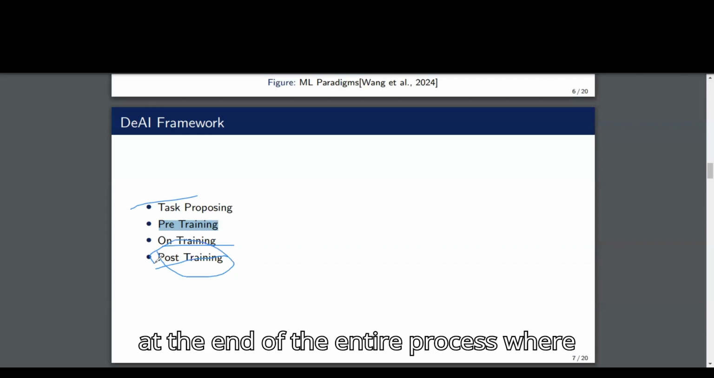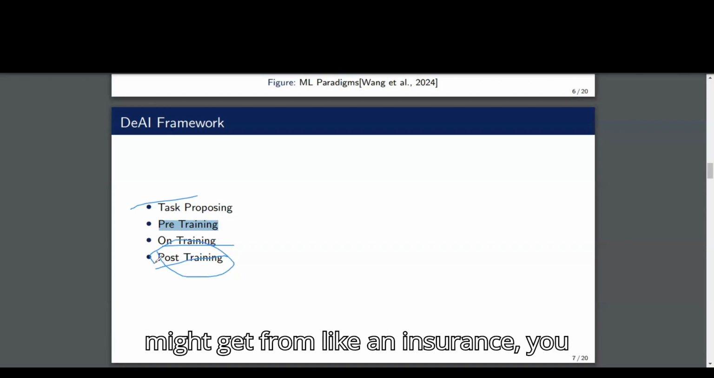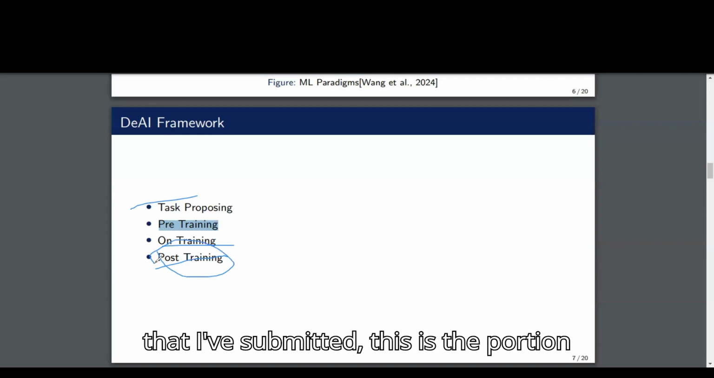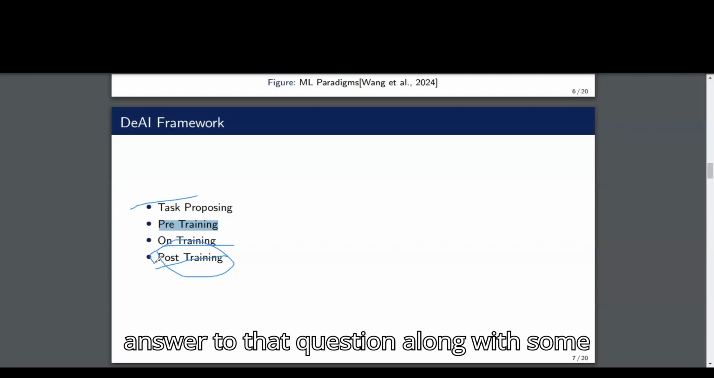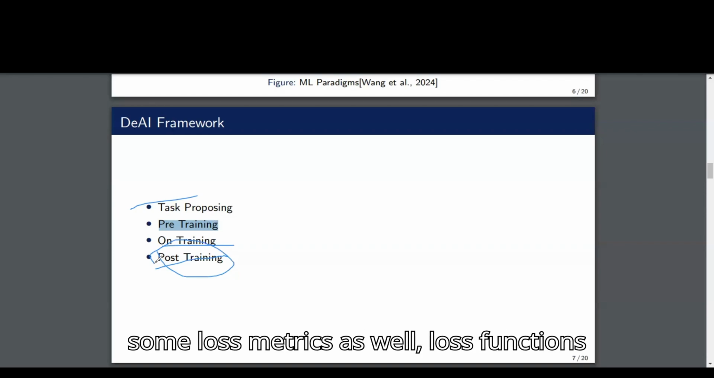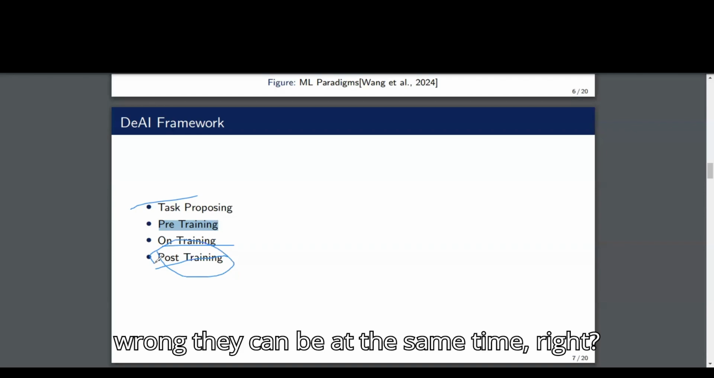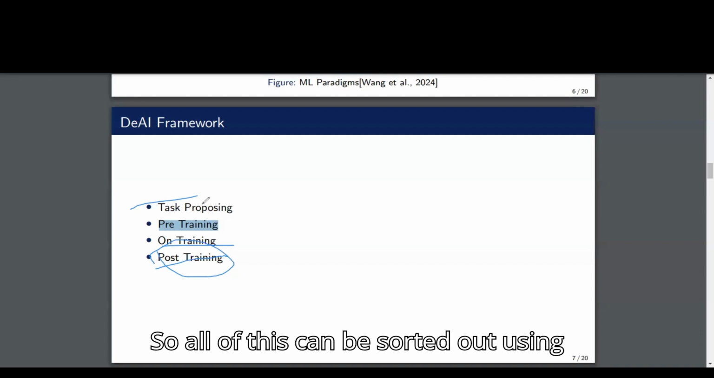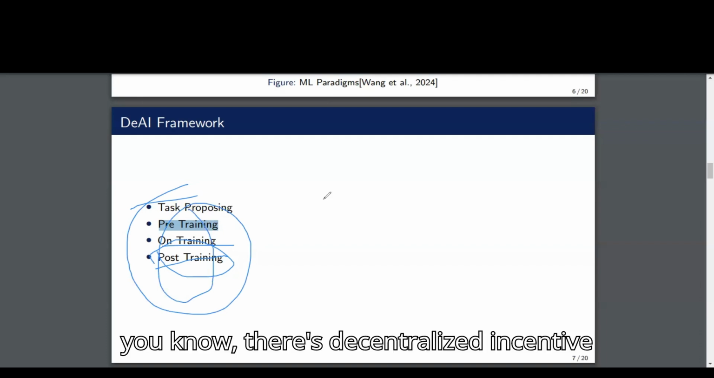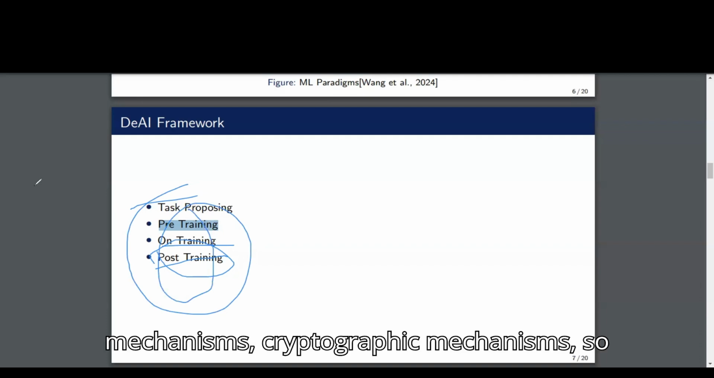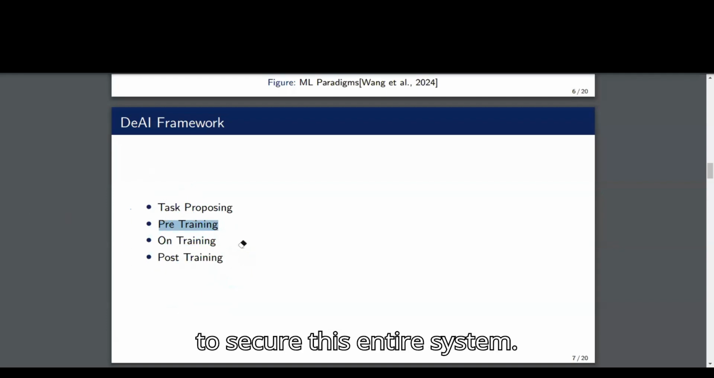So this is at the end of the entire process, where, okay, if I wanted to know how much payout I might get from an insurance, based on the insurance claim amount that I've submitted, this is the portion that gives me the answer to that question, along with some loss metrics as well, loss functions, which will basically tell me how wrong they can be at the same time, right? So all of this can be sorted out using some mechanisms, where there are decentralized incentive mechanisms, cryptographic mechanisms, and so forth. This is basically a way to secure this entire system.